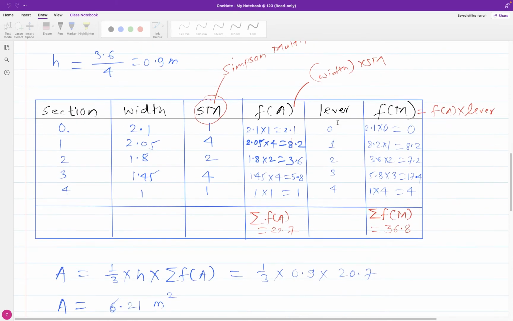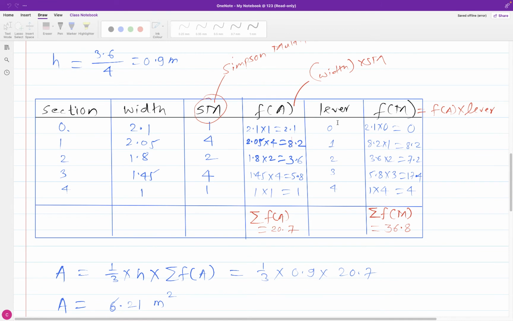But to make the thing simple, we have omitted that 0.9. We omitted that h. To make the thing simple, we will add h later. So this one. Okay, so f of m.